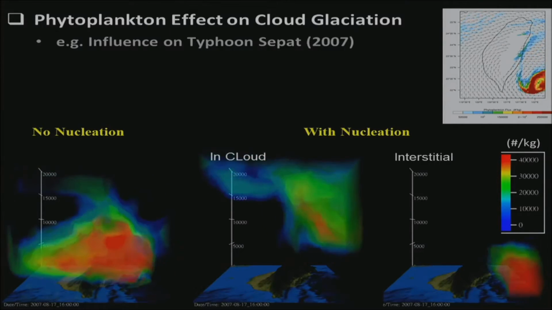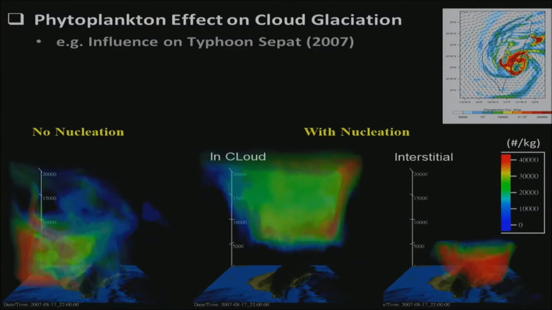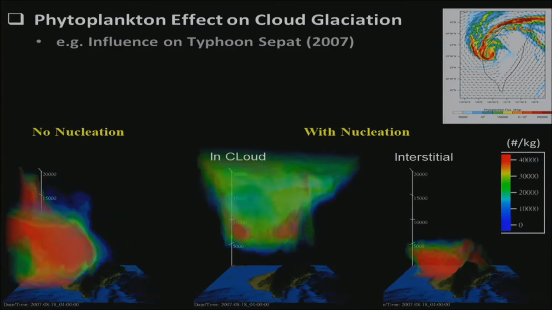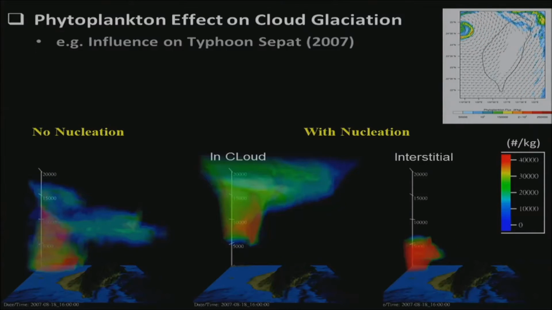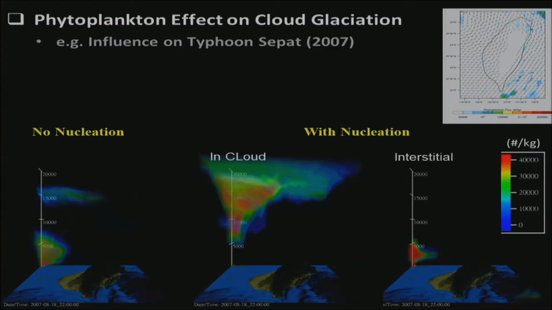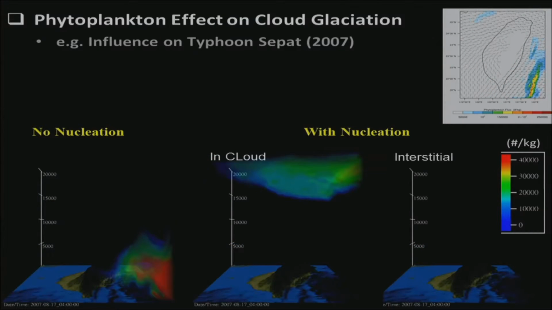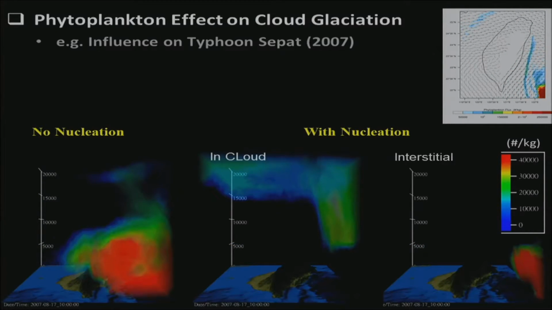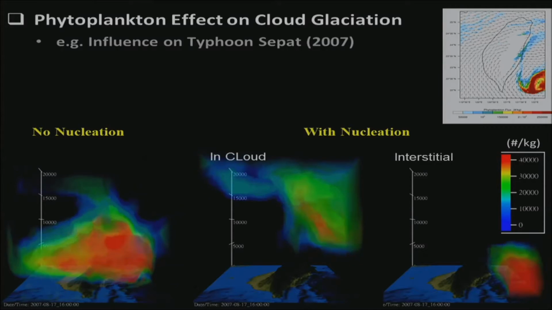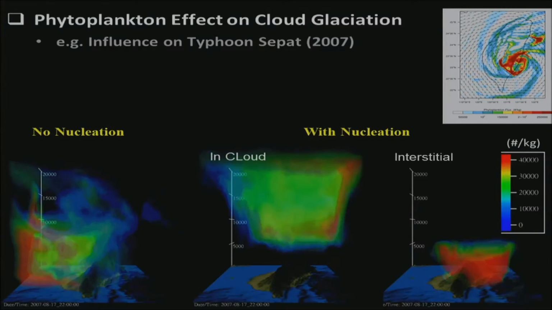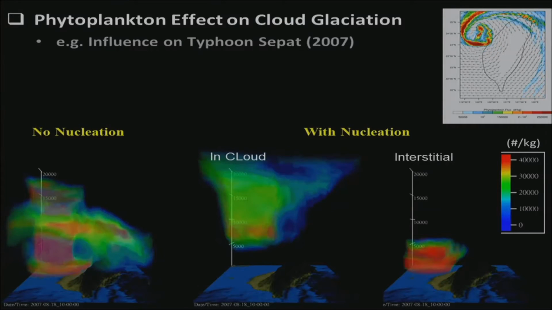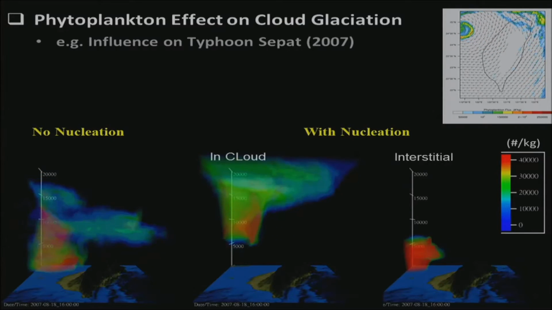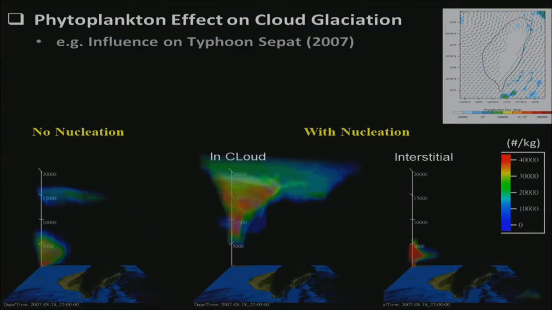And these are the phytoplankton three-dimensional structures. This one we did not include the ice nucleation. Okay, and for those two we included the ice nucleation scheme. And these are the phytoplankton in the cloud drops, and this is interstitial phytoplankton. One of the main features you can see in the difference between these two is that if we include the ice nucleation, actually the phytoplankton goes much higher.